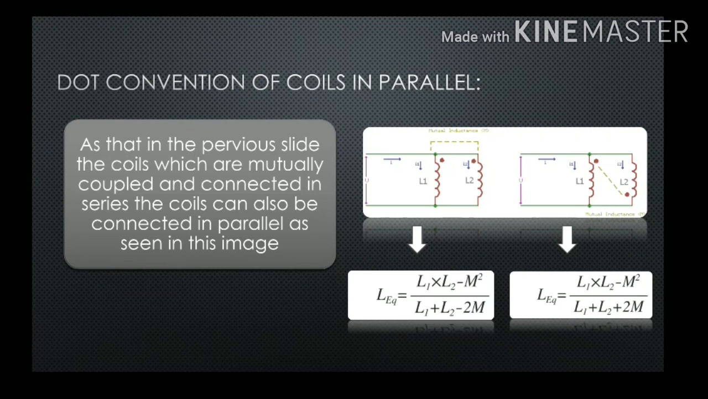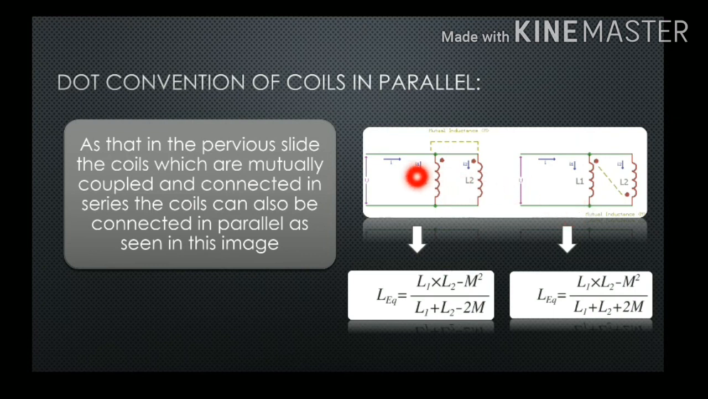Dot convention of coils in parallel. As in the previous slide, where the coils were mutually coupled and connected in series, the coils can also be connected in parallel as seen in this image. Here the coils are connected in parallel. In this case the current enters both the coils at the same time, and in this case the current enters at the one coil but leaves the other coil.